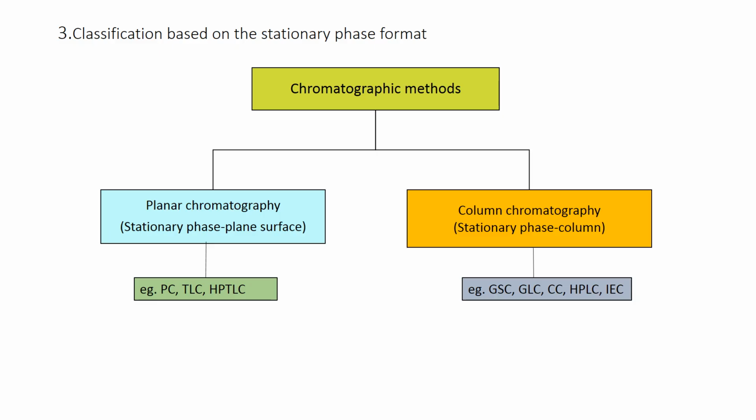This is the third way of classifying chromatographic methods. It's a very simple one. It is based on the form of stationary phase that you're using, whether the stationary phase is in the form of a planar surface or in the form of a column. If the stationary phase is in the form of a plane surface, then this happens in paper chromatography, TLC and HPTLC. And where we use stationary phase in the form of a column, all the other techniques mentioned, that is GSC, GLC, column chromatography, HPLC and ion exchange chromatography.